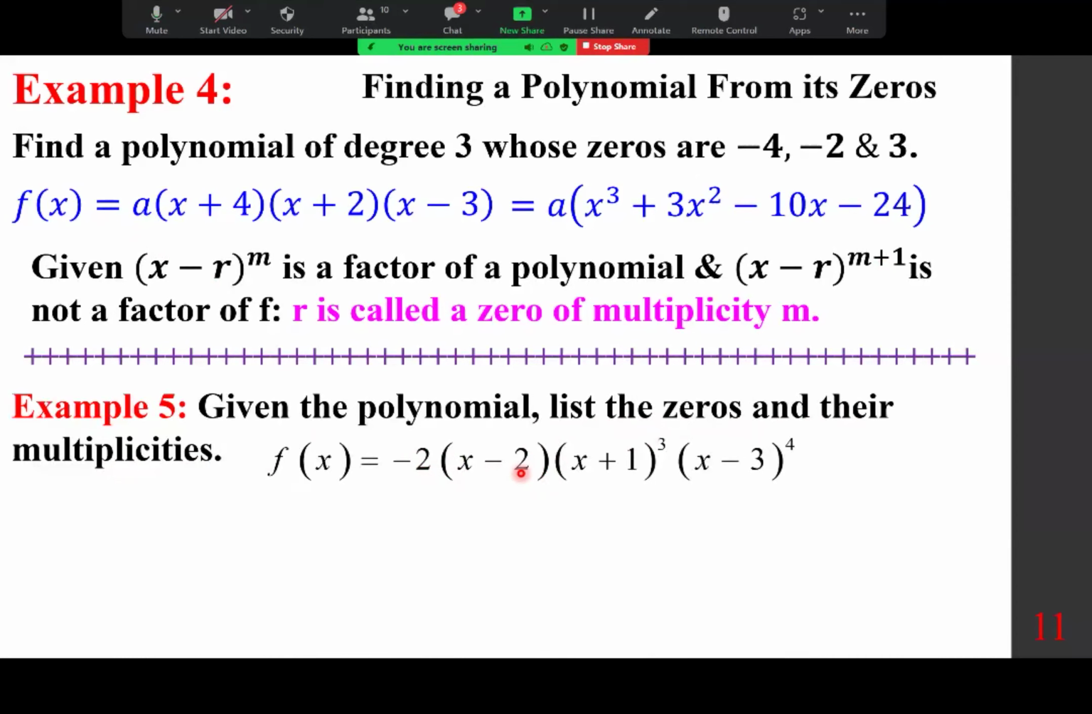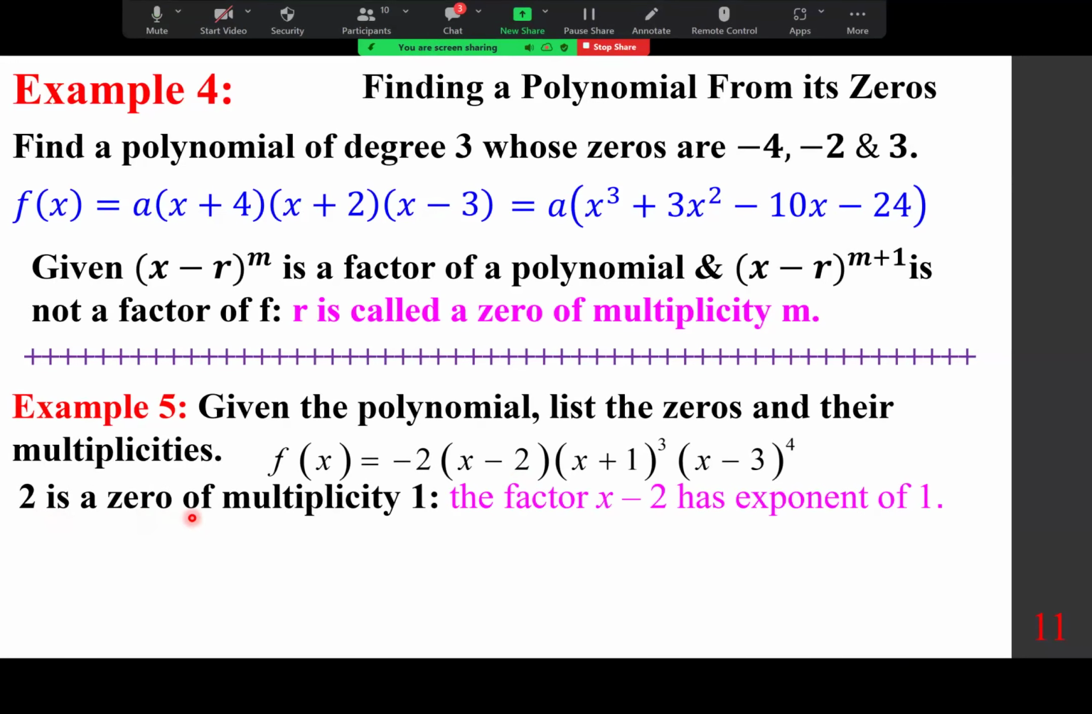So look at this one. This says 2 is a 0. What is the exponent on this parentheses? Missing, that means the exponent is 1. So the multiplicity is 1. 2 is a 0 of multiplicity 1. The factor x minus 2 has exponent 1.